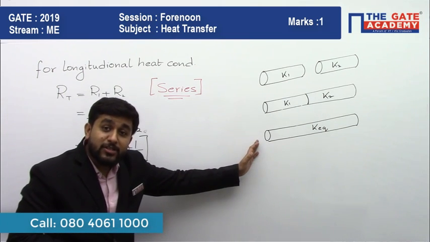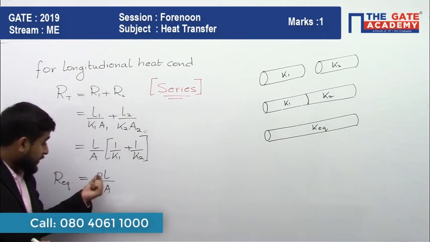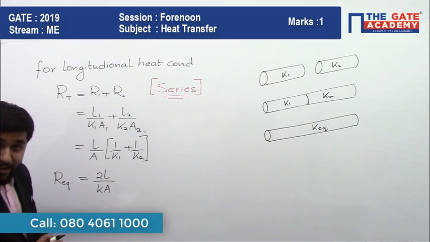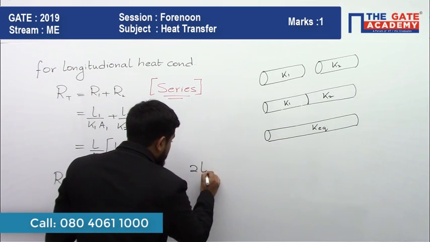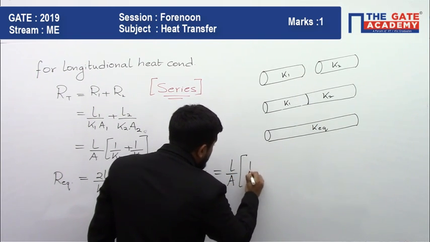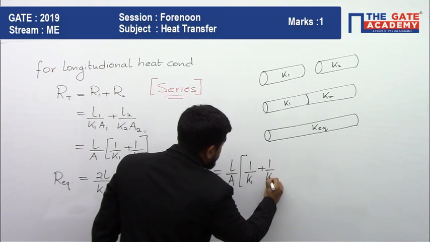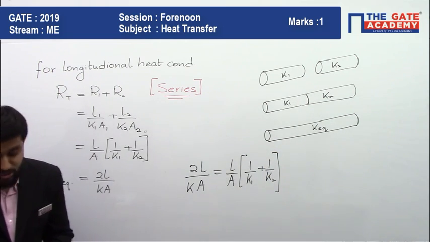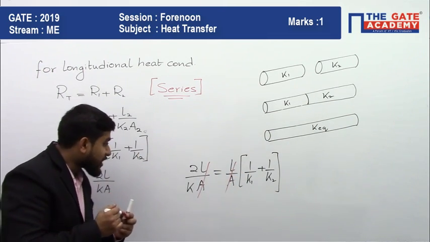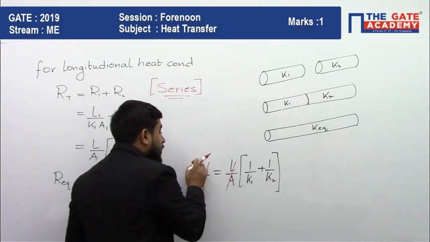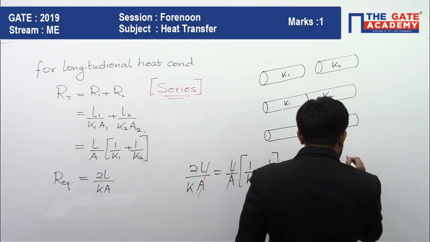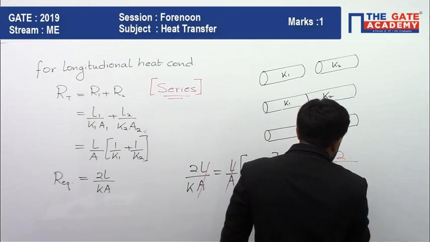Now for the equivalent system, you can write the resistance as 2L upon KA, where K is actually K equivalent. Now these two resistances have to be equal. So you will say 2L by K equivalent A is equal to L by A times (1 by K1 plus 1 by K2). L by A is common, it will cancel out. You will take all the terms on the other side to bring K on one side. And when you take K on one side and the remaining terms on the other, you will have K equivalent is equal to 2 upon (1 by K1 plus 1 by K2).